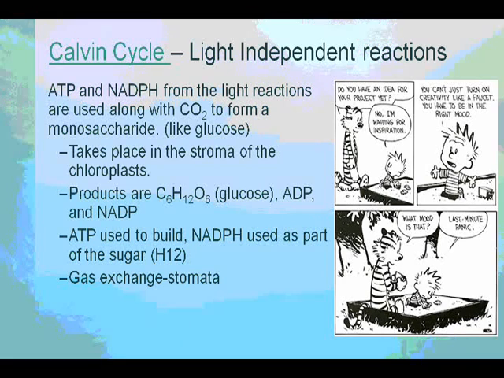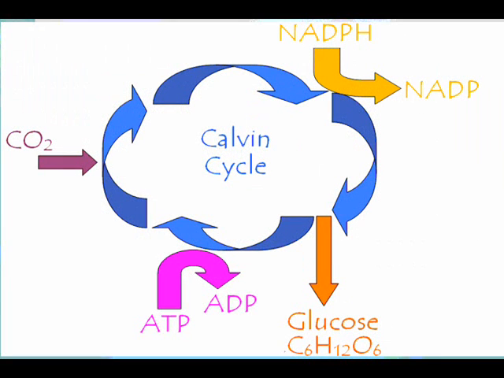Gas exchange occurs through leaf pores called stomata, so that's how the oxygen gets out and the carbon dioxide gets in. Here is a basic diagram of what happens in the Calvin cycle. Carbon dioxide goes in, glucose comes out.